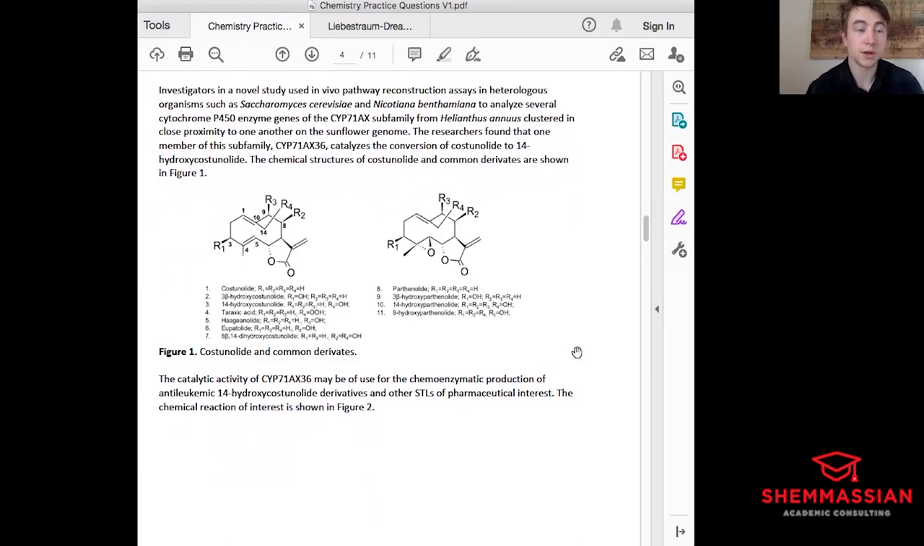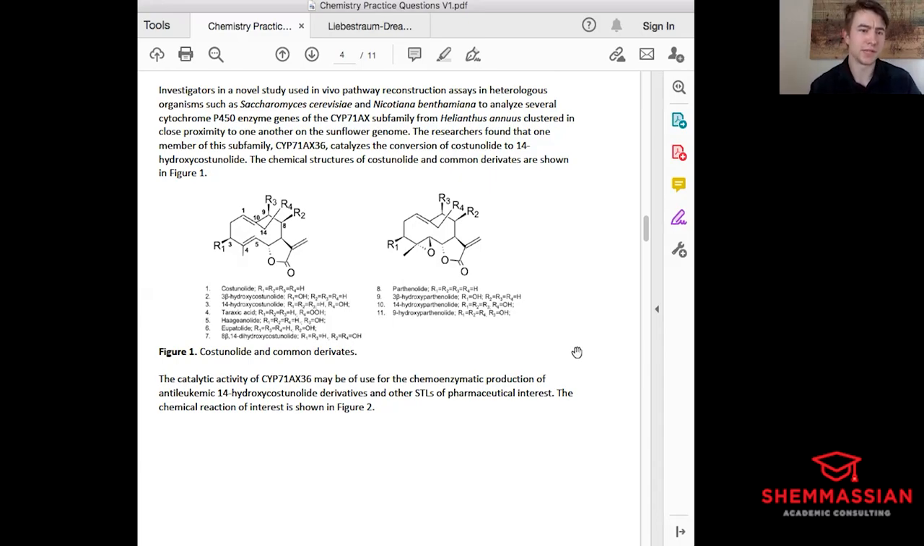So I'm going to keep going. That was my paragraph summary. Investigators in a novel study used in vivo pathway reconstruction assays in heterologous organisms such as Saccharomyces cerevisiae, I'm pretty sure that's yeast, in Nicotiana benthamiana, I've never heard of that, to analyze several cytochrome P450 enzyme genes of the CYP71AX subfamily from Helianthus annuus, clustered in close proximity to one another on the sunflower genome.